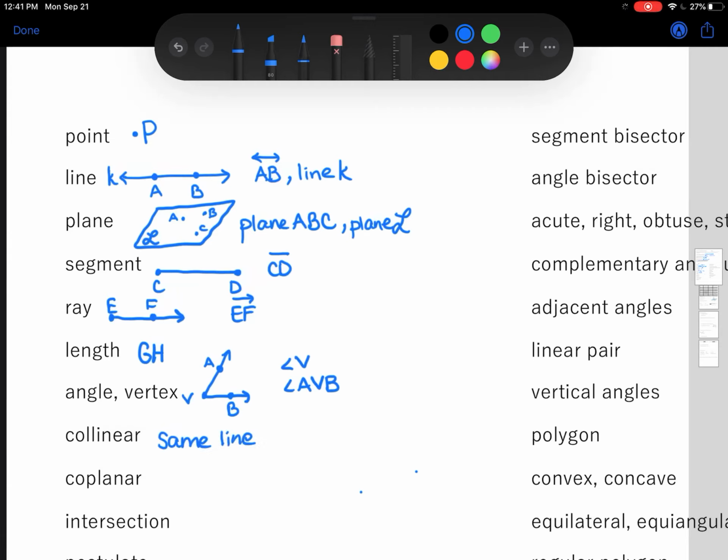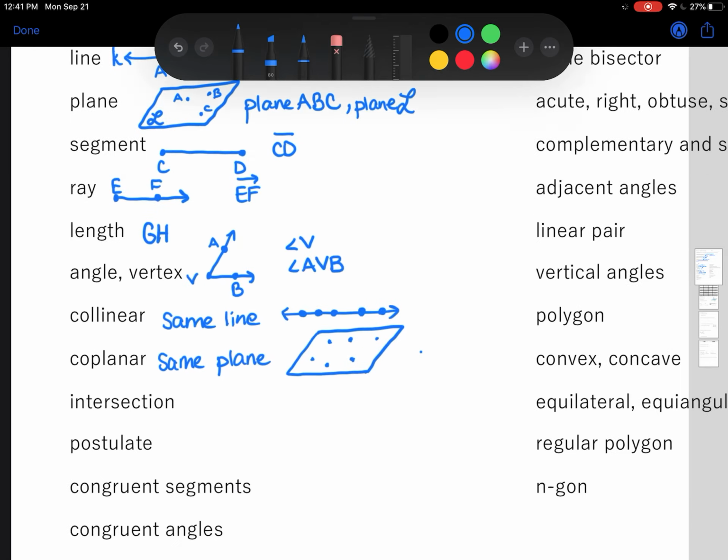Collinear means same line. So you can have lots and lots of points that are collinear. Coplanar means same plane. You can have lots and lots of points on the same plane, or even lots and lots of lines on the same plane.